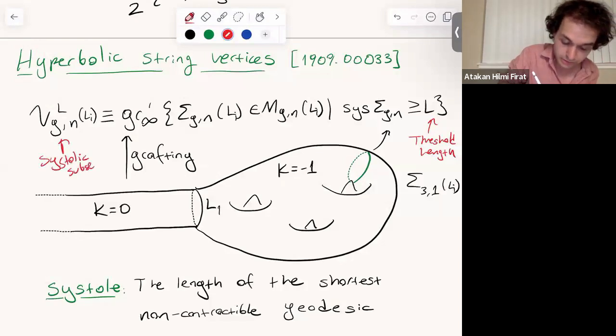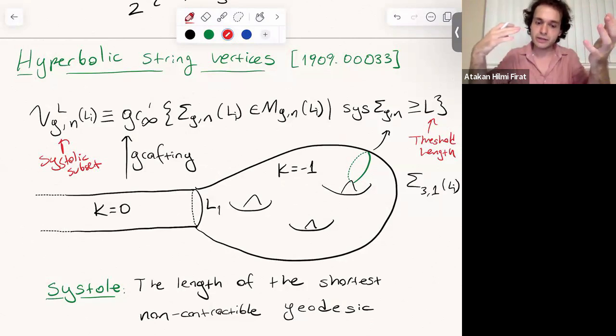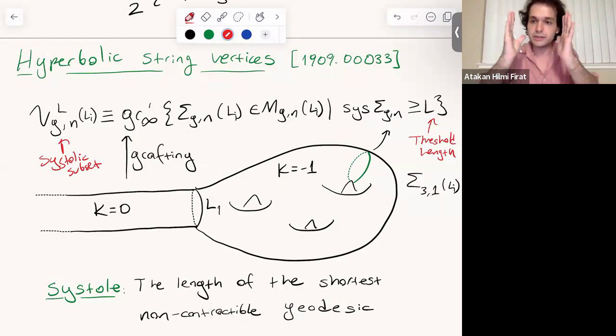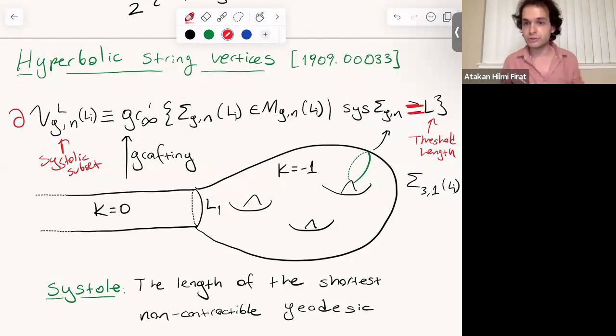So why are these systole conditions nice, and how do we usually go about defining string vertices? Well, the reason is that, as I said, there were these anti-bracket and Laplacian operations, which have a very particular geometric meaning. That was basically that your flat cylinder has a collapse length. Now with the systole condition, we can actually give a meaning to the boundary operation as well. The boundary of this set is where the systole of the surface equals L. Now we also have a geometric understanding of this boundary operator, and that will allow us to solve this geometric master equation.